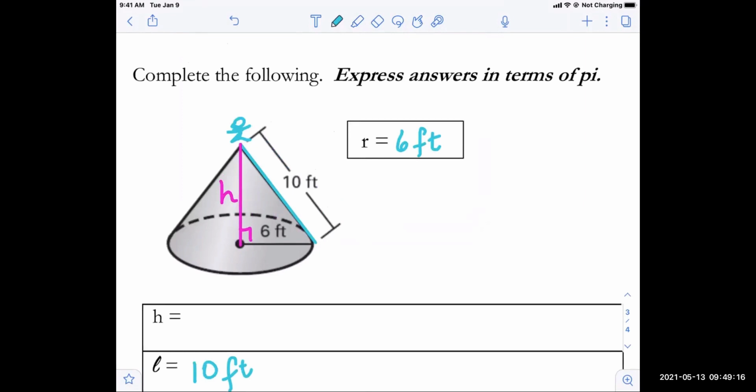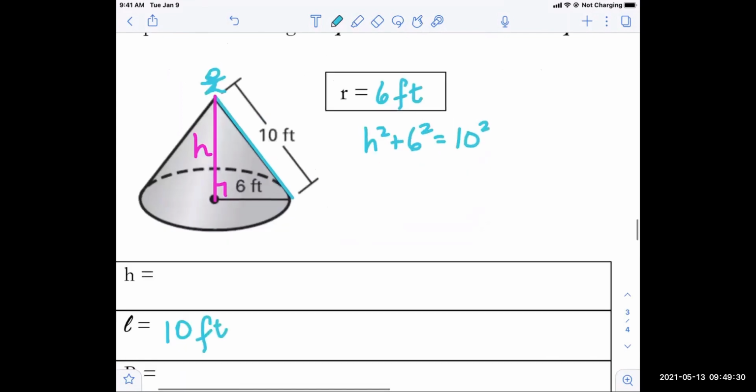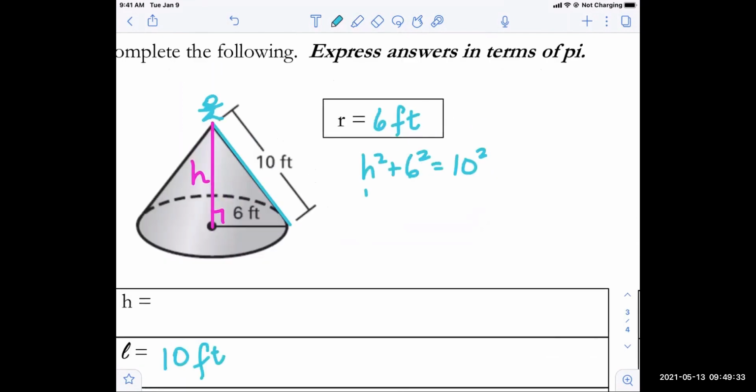Okay, so what's the equation? Equals what? 10 squared. Did you say 20 or did I just mishear you? Okay, I probably just misheard you. Okay, I'm using h to represent height. So we've got 36 and 100. So that'll be 64. So h is what? 8.